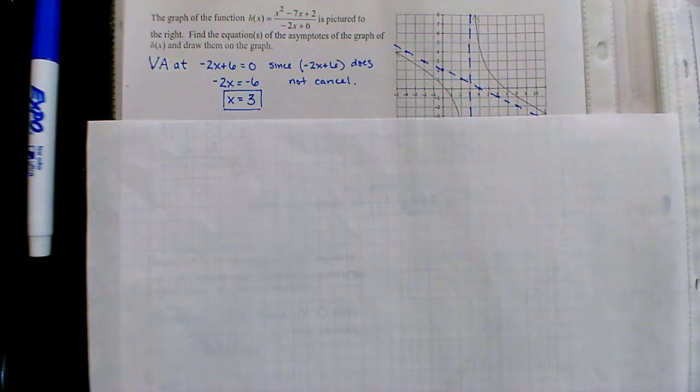Remember when finding your slant asymptote, it'll be of the form y equals mx plus b, because there's a slope and a y-intercept. Question, Emily?